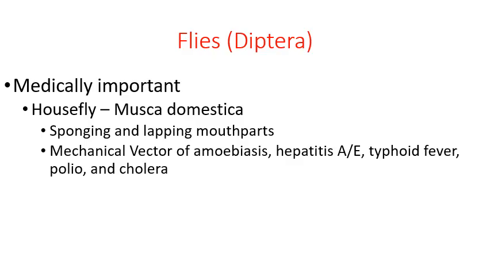For the flies, one of the medically important flies is the housefly, Musca domestica. You have learned from our entomology 3 PPT that they have mouth parts designed for what? Sponging and lapping. And you know very well, houseflies are mechanical vectors of amoebiasis, hepatitis A and E, typhoid fever, cholera, what else? Dysentery, any disease that can be transmitted through the fecal-oral route.